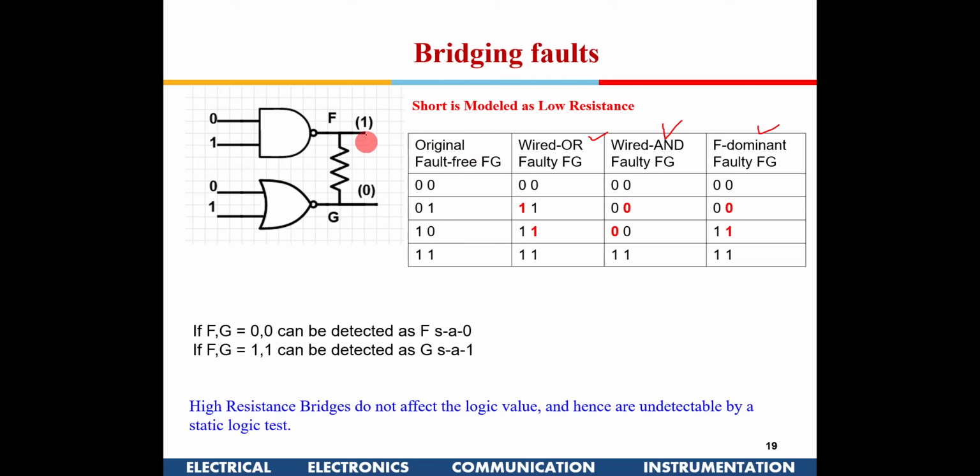So even if one of them is 1, both of them become 1, right? Even if one of them is 1, both of them will become 1, because there is some bridging fault here. That means the power supply line VDD is very strong. It is able to pull the 0. So suppose the ground here is weak and VDD here is strong, right? In that case, it can become a wire.